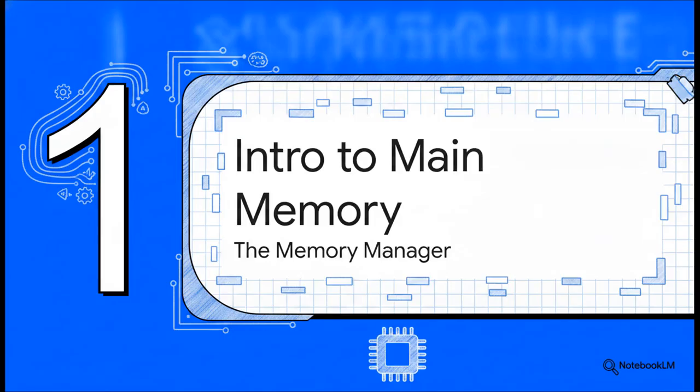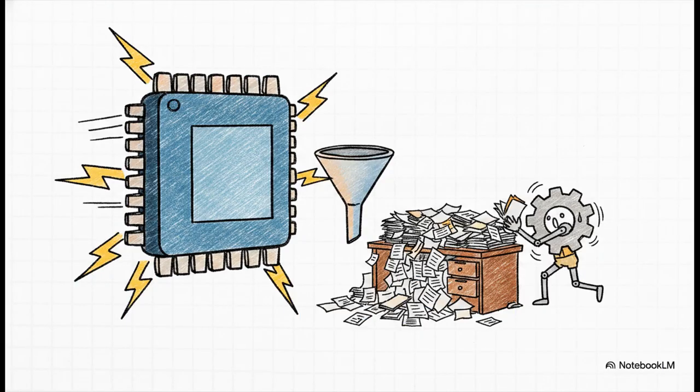Section 1. Introduction to main memory. Let's dive right into our first core concept to understand exactly what the operating system's memory manager is dealing with. For decades, a computer's speed wasn't just about the processor. It directly depended on 2 crucial things: how much RAM, or main memory, was physically available, and how cleverly the operating system optimized it while processing jobs.